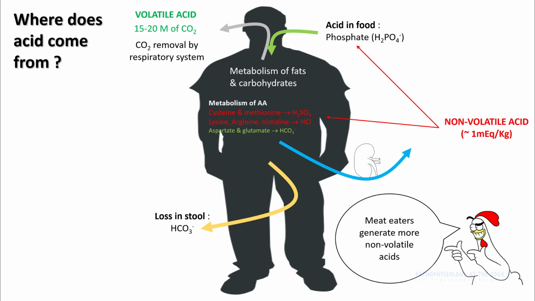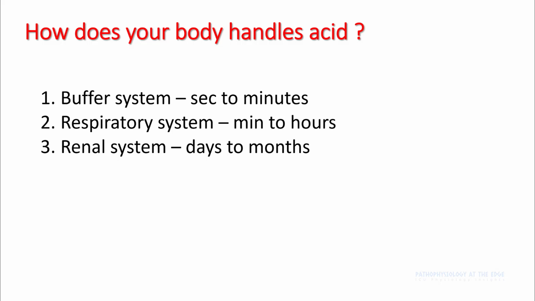You also lose some bicarb in stool, and there are other forms of acid like in diabetic ketoacidosis, beta-hydroxybutyrate, and lactic acid in hypoxia. Your body handles acid in three ways: buffer system, respiratory system, and renal system. Buffer system is the fastest, taking seconds to a minute to activate to maintain your pH. Respiratory system works in minutes to hours, and renal system in days to months.